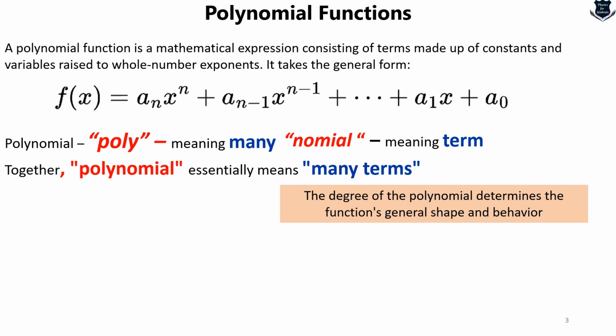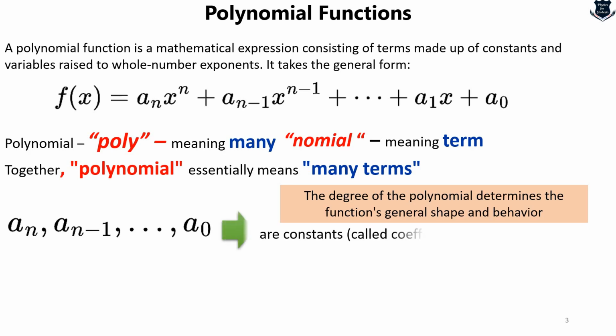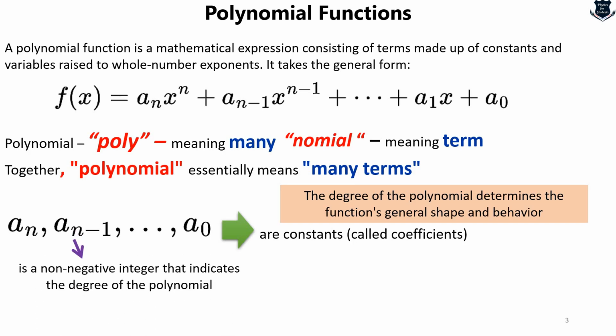What do we mean by general shape and behavior? We will explore it one by one. But here you can see this, what I was telling you, a sub n minus 1 dot dot dot up to a0. These are called constants. I mean to say they are basically coefficients. And n is basically a non-negative integer. That means it cannot be negative. That indicates the degree of the polynomial. So this is an overall idea of the definition and how the mathematical equation looks like.